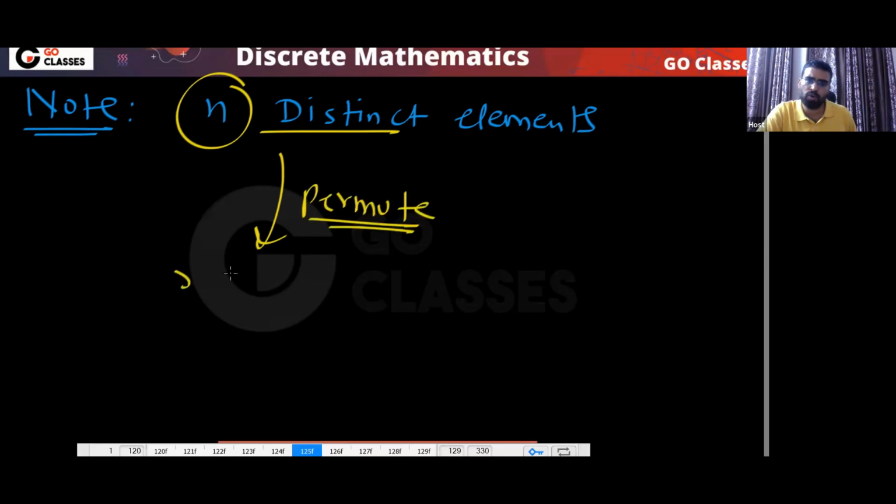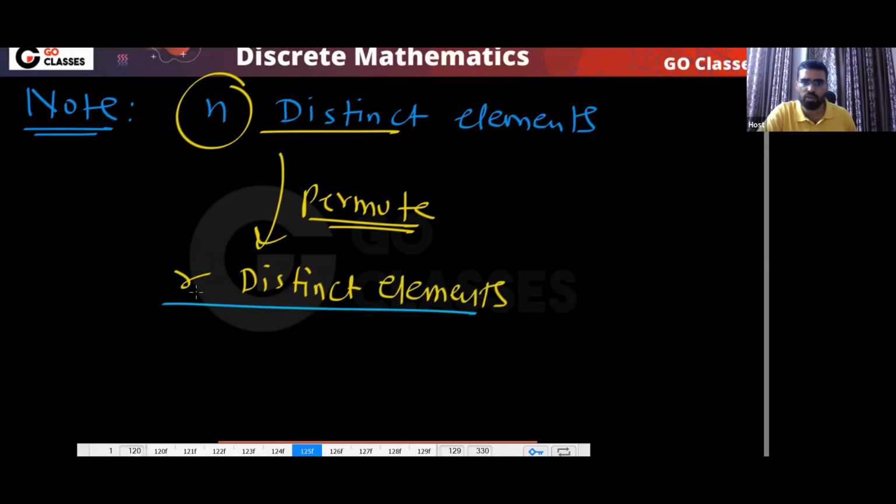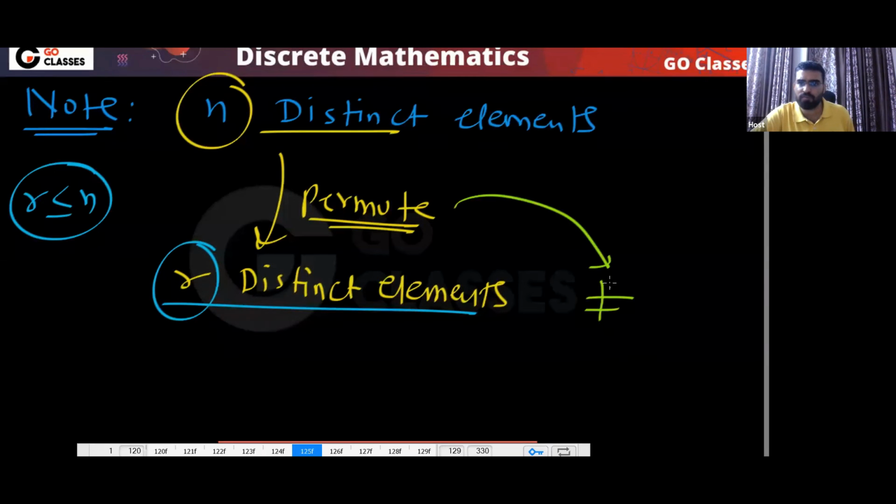You want to permute R distinct elements. From these n elements, you want to permute R elements, so R is less than or equal to n. Then how many ways can you permute? What is the number of ways? That will be nPr. And what is the proof?